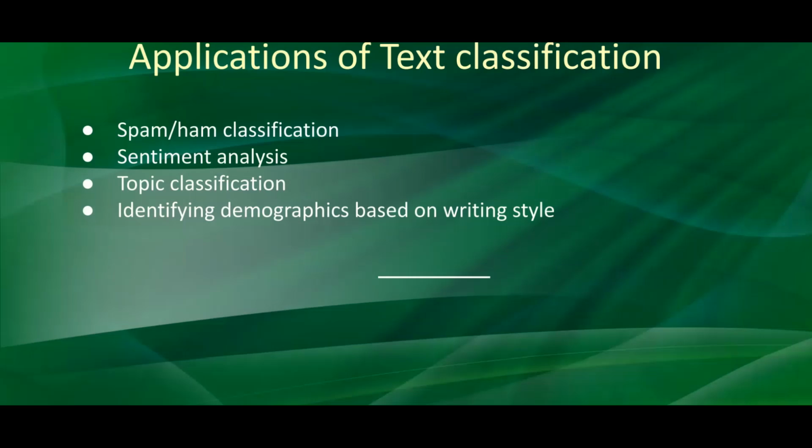So some applications of text classification include spam classification of emails as spam or legit, sentiment analysis where you can detect the mood of the user based on the text that they've written, topic classification where given an article it can tell you what topic it's about, and finally identifying the demographic of the person based on the writing style.